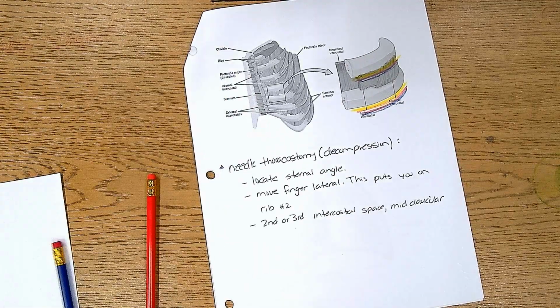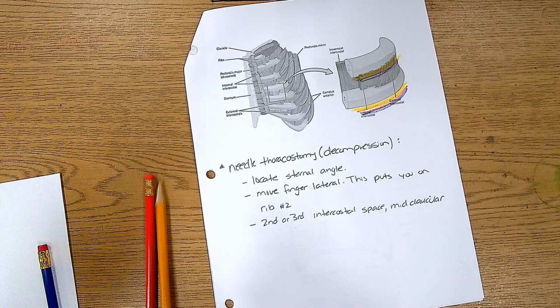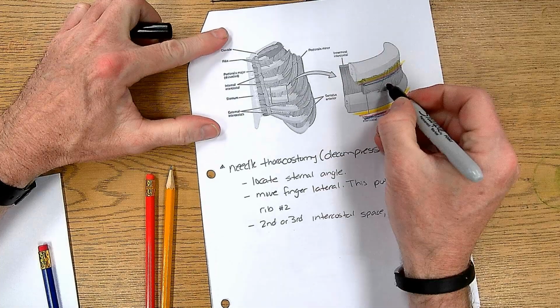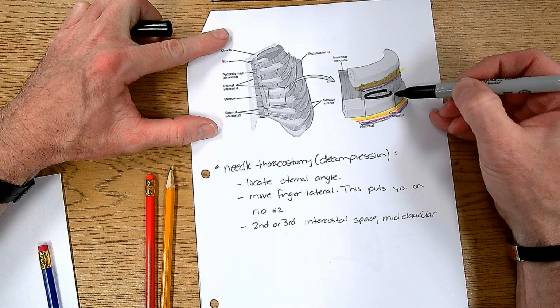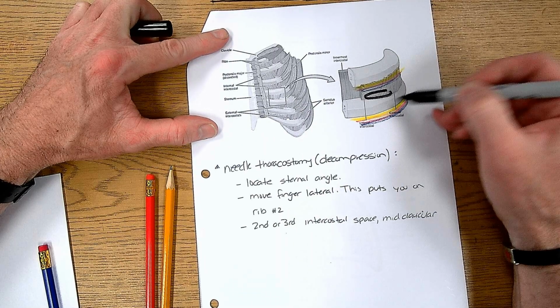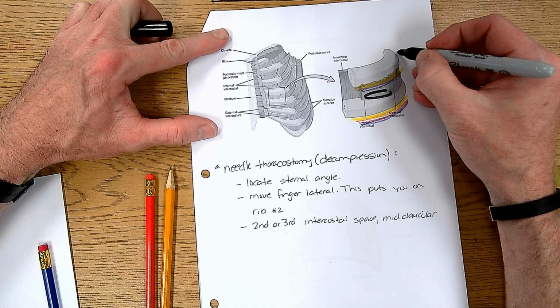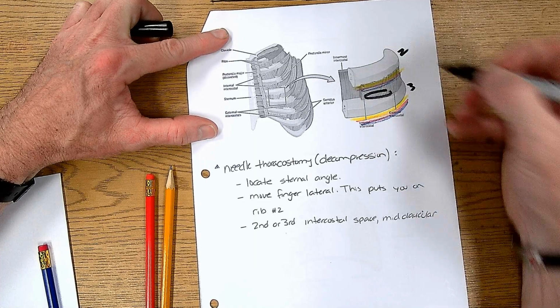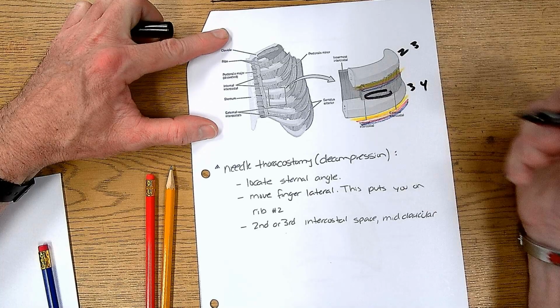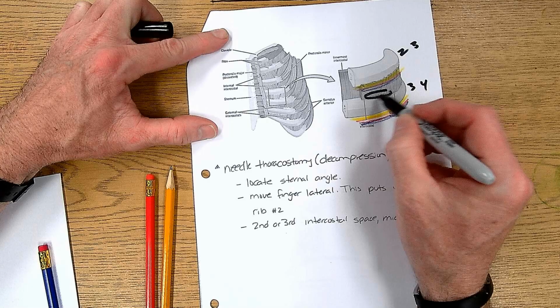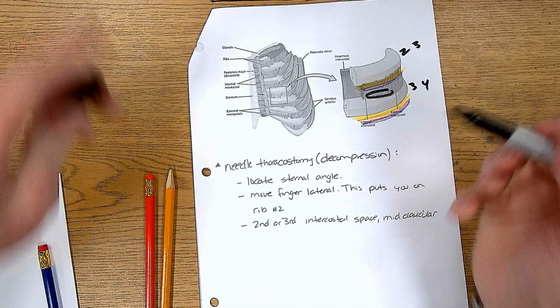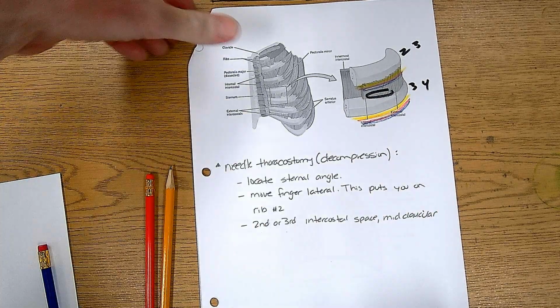Okay, so when we needle the chest, you're going to want it to be in this area here along the superior aspect of the inferior rib. So remember, either this is going to be rib number 2 and rib number 3, or this is going to be rib number 3 and this is going to be rib number 4. Either way, you need to run your needle along the superiormost margin of that rib. And this is what it looks like.